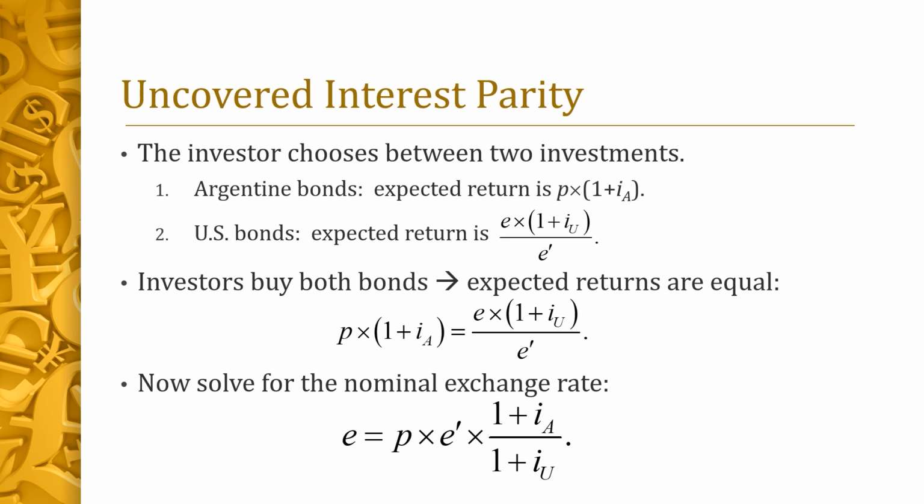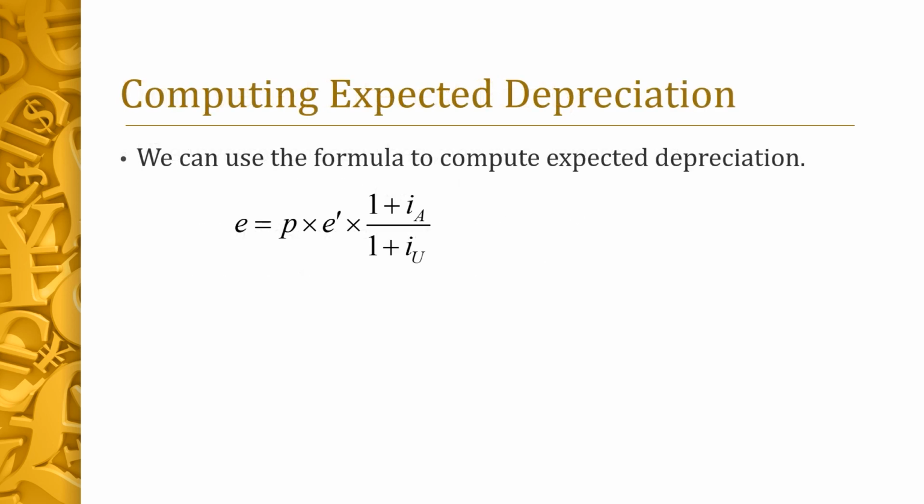Bonds, 1 plus IU. An important application of this formula is to compute the expected depreciation of the peso over the coming year. To do so, we use the formula to solve for the ratio of next year's exchange rate E prime to today's exchange rate E. We obtain E prime divided by E equals the product of the reciprocal of the repayment probability P on the one hand, and the ratio of the gross U.S. interest rate, 1 plus IU, to the gross Argentine interest rate, 1 plus IA.